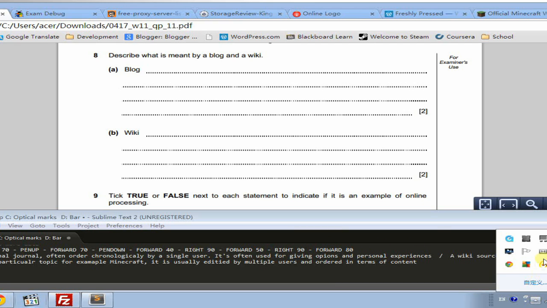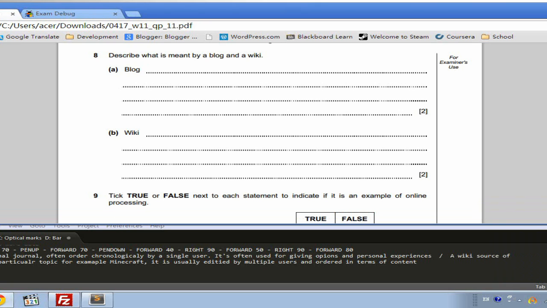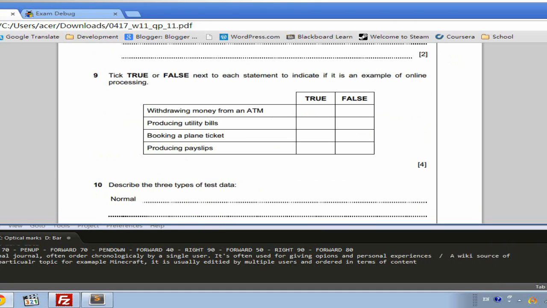Write as much detailed information as you can. Be specific. It is one of the most important things for this exam. Okay, now on to question 9.